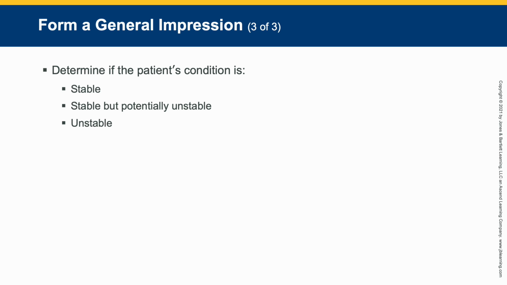So once you've made your general impression, you're ready to move into the hands-on portion of the primary assessment, starting with identifying and controlling any uncontrolled external bleeding, right? If the blood is pooling, clothing is soaked, or you see spurting from an artery, this is going to take priority over everything else, even the airway and breathing. Because remember, a massive hemorrhage can kill a patient just as fast or faster than a blocked airway.